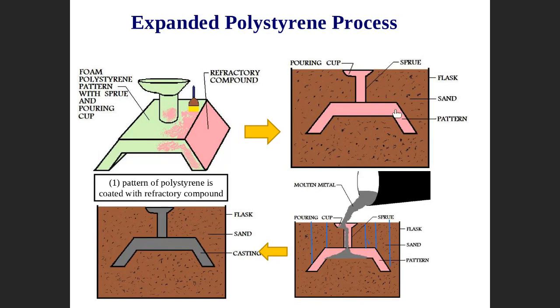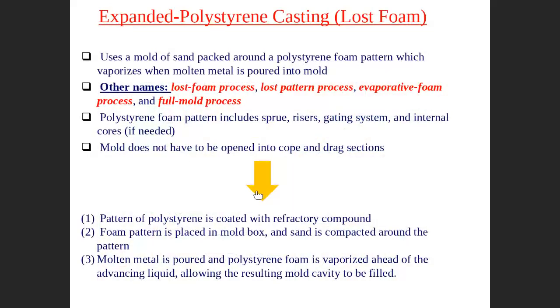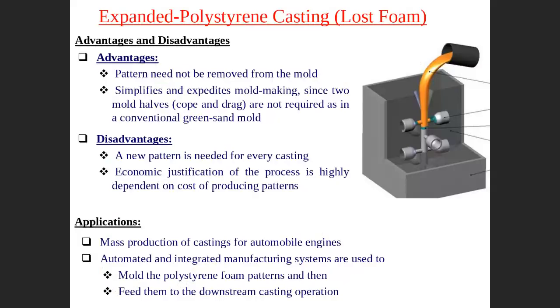Okay, so this is the most complicated casting process available and being intensively used in industry. So we call it lost foam, or expandable polystyrene casting. Also, they call it lost pattern, evaporative foam, full mold process, and this is the description as we discussed. These are the advantages and the disadvantages of this method and also applications.